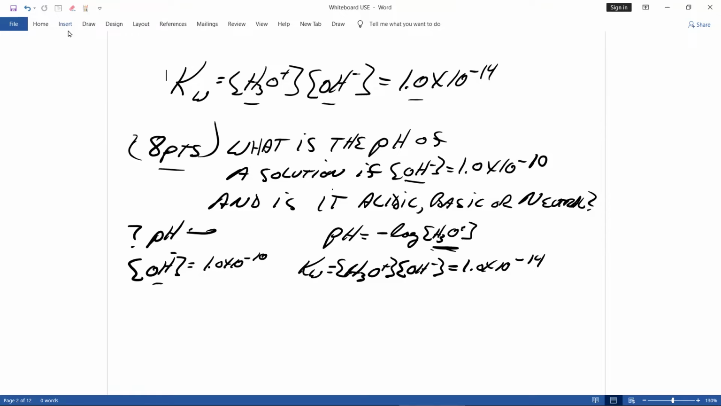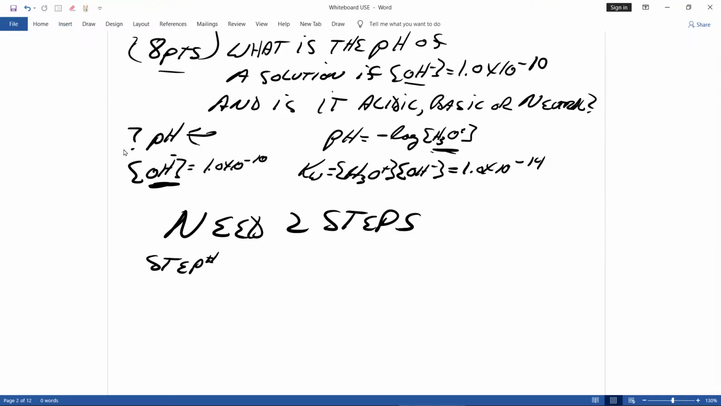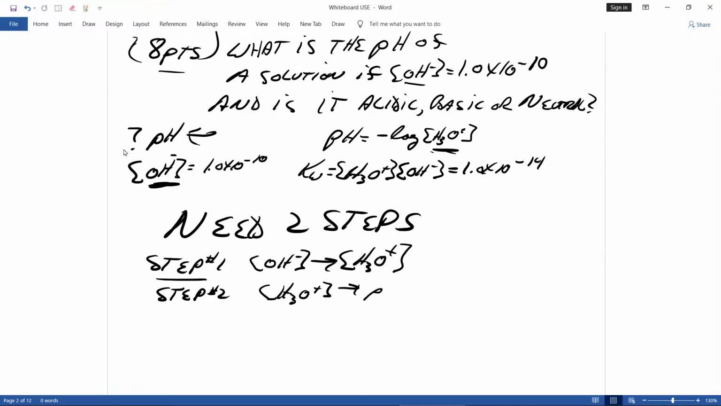How do I get this? Well, important information, you have this. And in order to get this, when given hydroxide, guess what? You need 2 steps. Step 1, convert OH to hydronium ion concentration. Step 2, convert the hydronium ion concentration to pH.